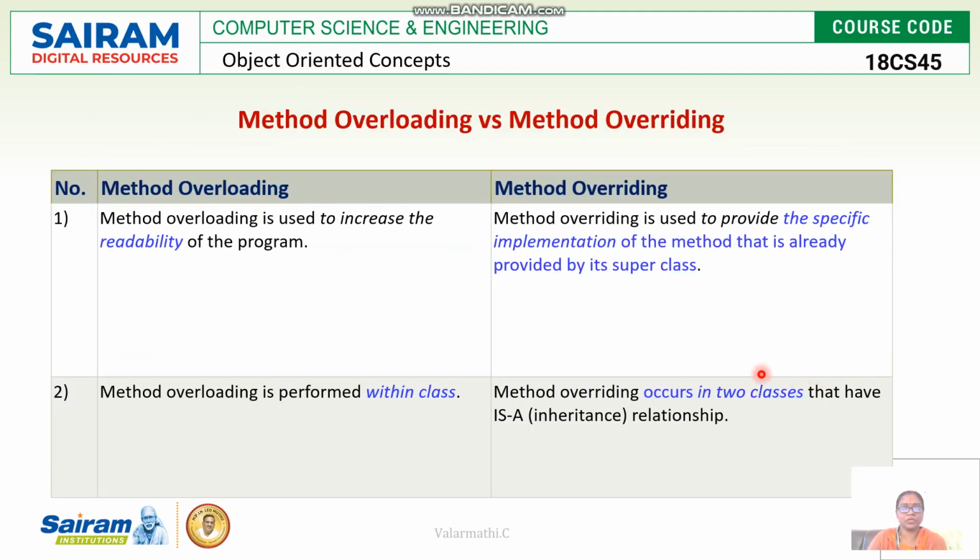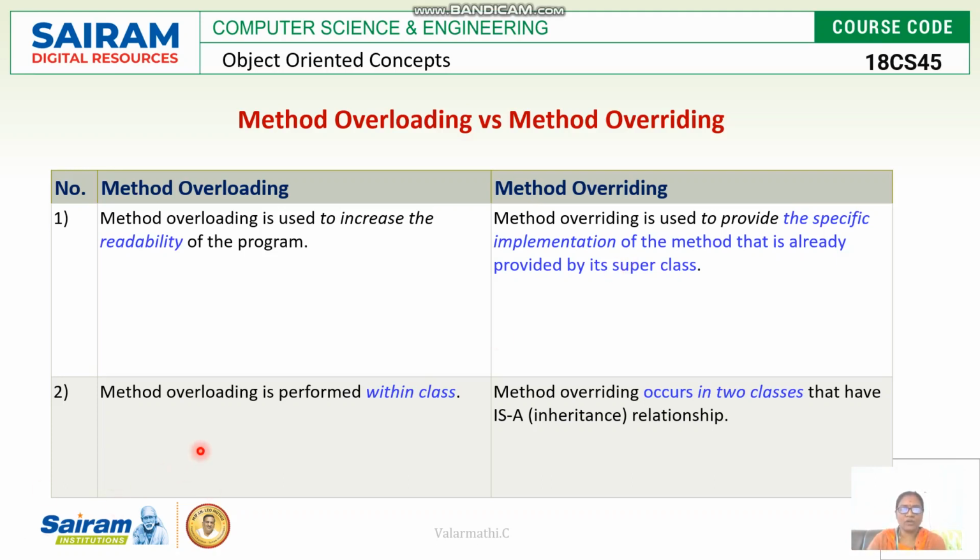Before moving on to the examples of method overriding, first we will have a small quick review of what is meant by method overloading and method overriding. The very first definition: method overloading is used to increase the readability of a program. But overriding is used to provide a specific implementation of the method that is already provided by its superclass. That means we can reuse that method which is defined in the superclass. No need to go for a separate definition of the method in the subclass.